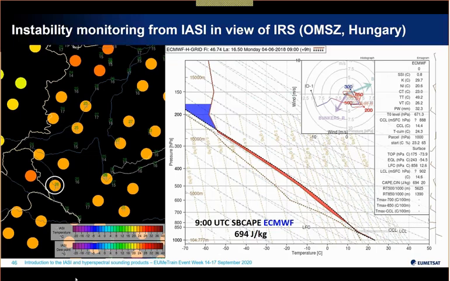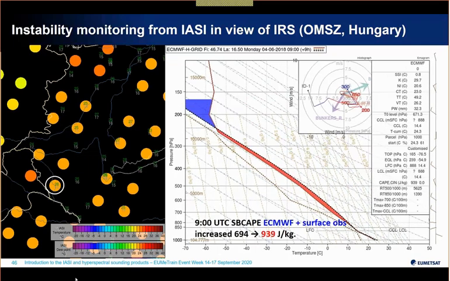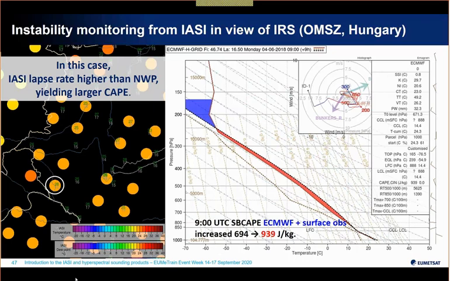And the same if we look at the NCWF forecast for that day, we have some CAPE, and if we blend it with the surface ops, we have also a larger CAPE. In that case, IASI resulted in a higher CAPE because we had a higher lapse rate than the forecast.